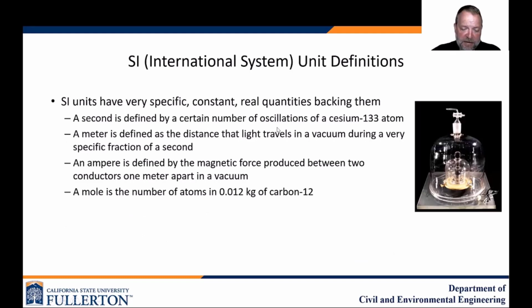SI units have very specific real constant quantities backing them up. So the second is the number of oscillations of a cesium-133 atom that can be measured, and that's what an atomic clock does. It measures those oscillations. A meter is defined as the distance that light travels in a vacuum during a very specific fraction of a second. An ampere is defined as a magnetic force between two conductors 1 meter apart in a vacuum. And a mole is the number of atoms in 0.012 kilograms of carbon-12.